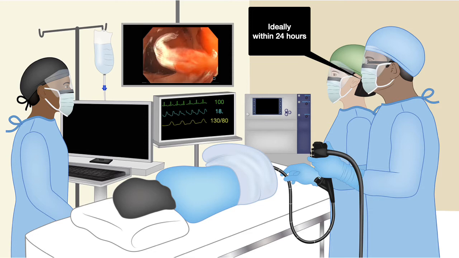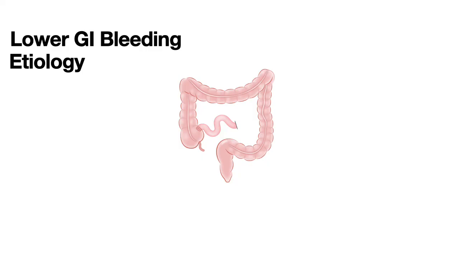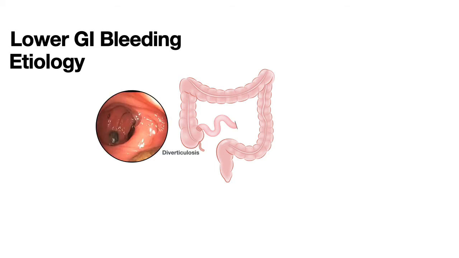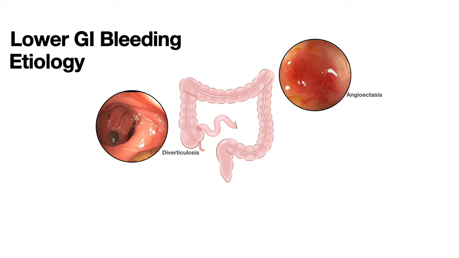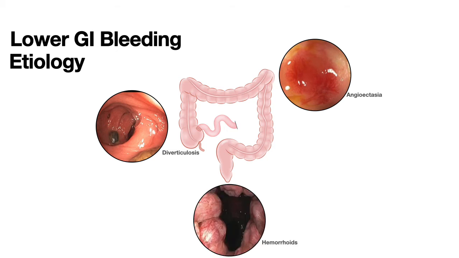When you do the procedure, you are looking for the different causes for lower GI bleeding. And the most common cause for painless hematochezia that requires admission to the hospital is diverticular bleeding. And next, angioectasias could also present with painless rectal bleeding. And one should not forget the possibility of hemorrhoidal bleeding, again, a cause for painless rectal bleeding.